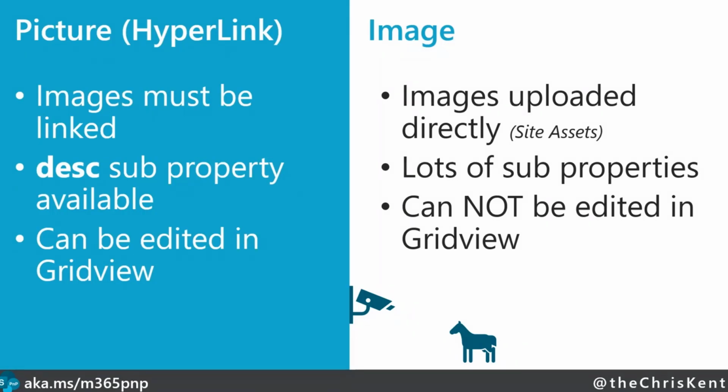About June of 2020, and I think it rolled out by October, so everybody should have it by now across Office 365, is the new image column type. This is where we upload images directly, and they're stored in your site assets library. There's a ton of subproperties we can get to in list formatting, which we'll look at. One thing: it cannot be edited in grid view; you have to edit it in the form. So let's take a look at how we can take advantage of the image column and how we might format it.